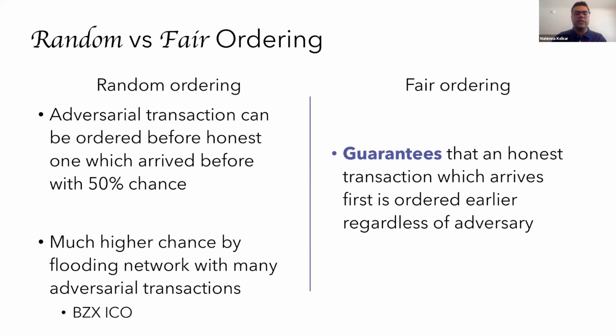For example, this was seen in the BZX ICO, where you could just flood the network and get in within the first few transactions to get a better price for the ICO sale. In contrast, our notions of fair ordering will guarantee that honest transactions which arrive into the network first are ordered earlier regardless of the adversary.